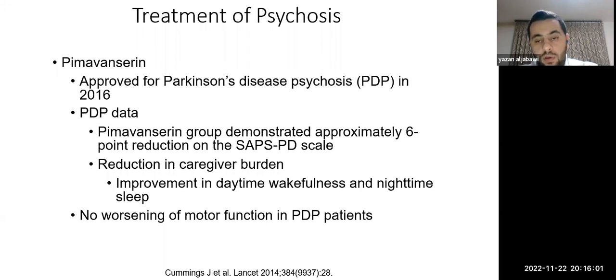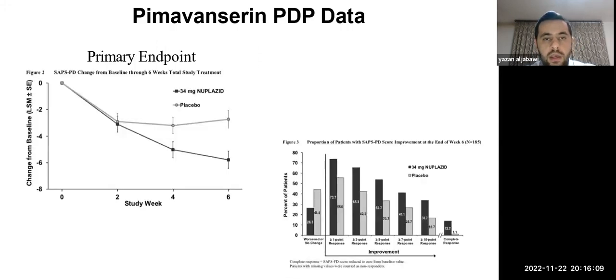It also showed improvement in daytime wakefulness and nighttime sleep, and no worsening of motor functioning in Parkinson's disease patients. These diagrams demonstrate the effect of pimavanserin compared to placebo. In the diagram on the right side, way more patients showed improvement on pimavanserin, on one or more points on the rating scales for the psychotic symptoms in dementia. So it was a significant difference.